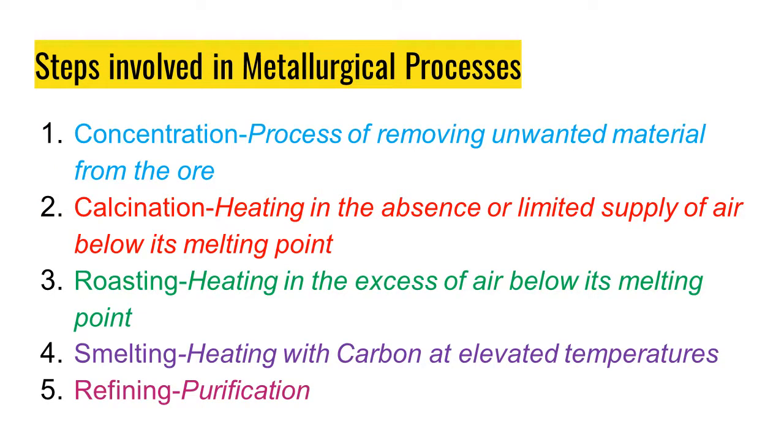Now let us go into the steps involved in metallurgical process. First step is concentration, where we remove unwanted gangue material from the ore. Next is calcination, where we heat in the absence or limited supply of air below its melting point. Roasting is the third step, where we heat the ore in excess of air below its melting point. Fourth is smelting, where we heat it with carbon at elevated temperature. Fifth step is refining, which is nothing but purification. Depending on the type of ore, whether all these steps will be followed or some steps will be followed for the metallurgical processes.